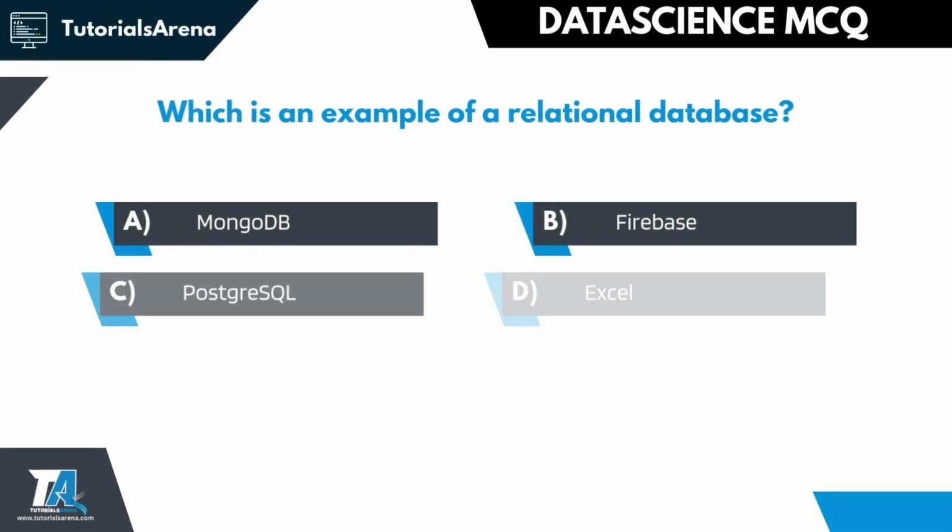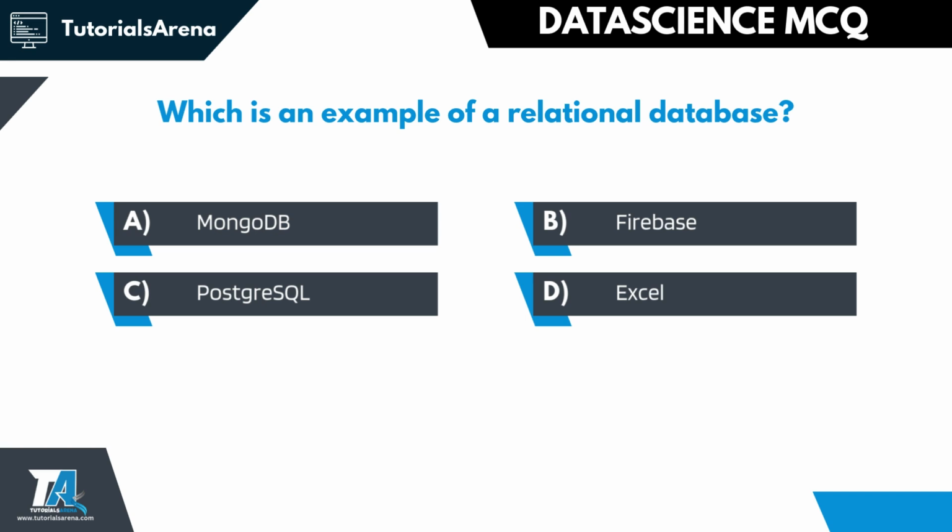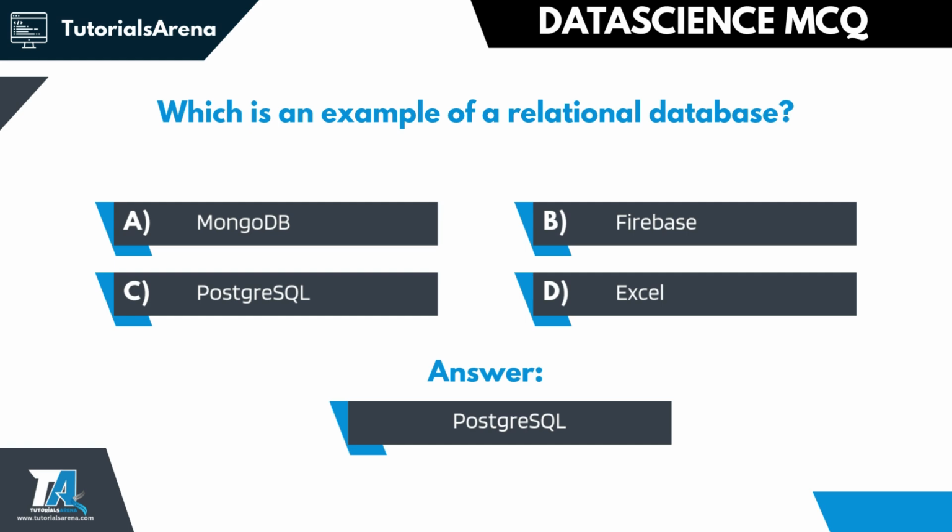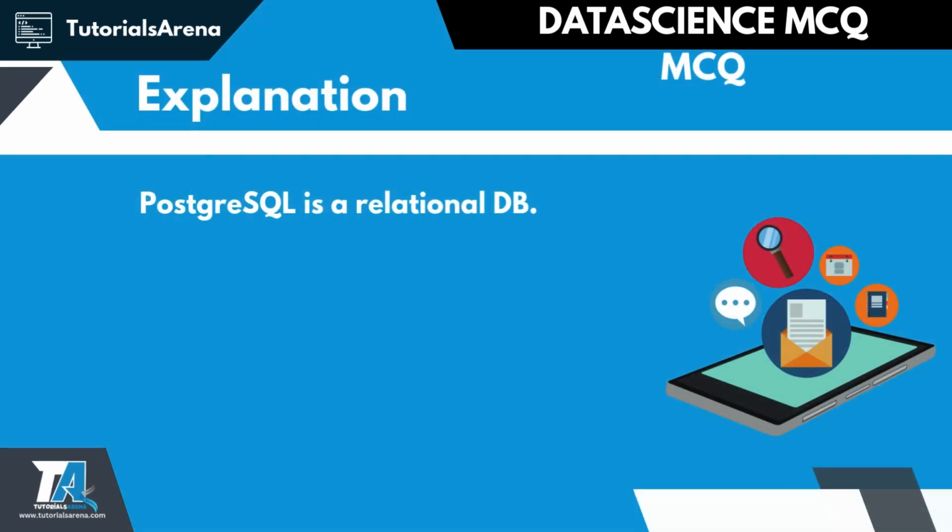Which is an example of a relational database? The answer is option C, PostgreSQL. PostgreSQL is a relational DB.